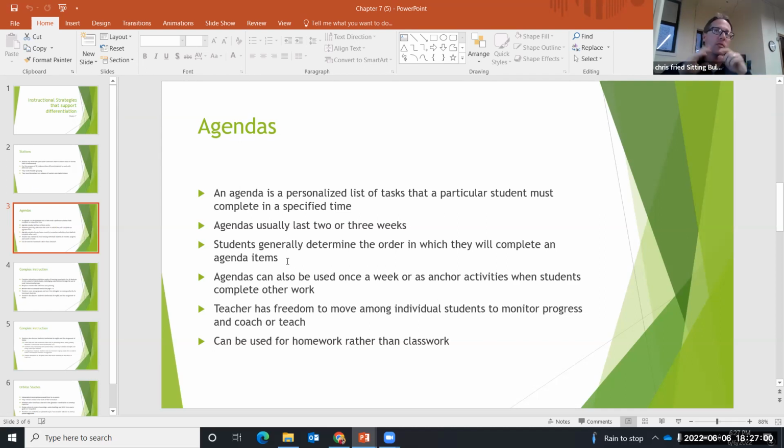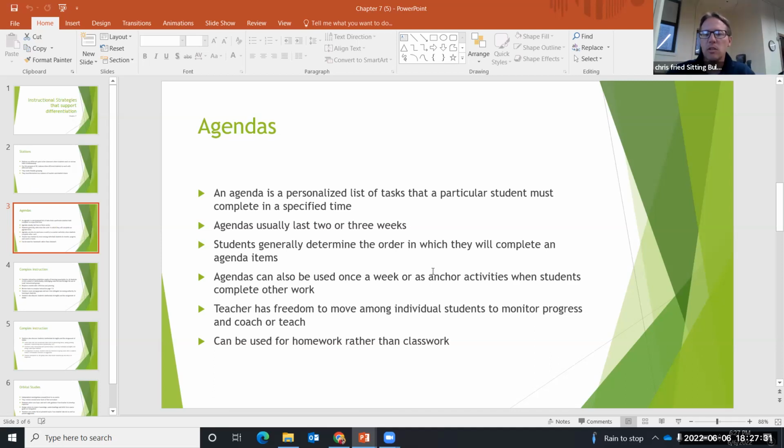Every day you might have a small group work or a small get-together conversation, and then the students break out and start working on their agenda. It's this list of tasks that they need to complete. You can set it up to give them the option of which order they will complete them in. The time frame could be 2 to 3 weeks, or you could even do it for 1 to 2 days, depending upon what you wanted to cover.